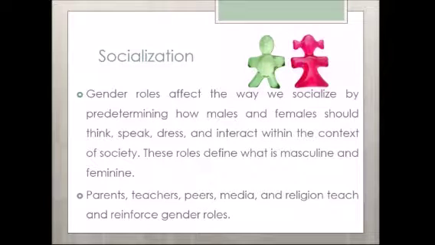Gender roles affect the way we socialize by predetermining how males and females should think, speak, dress, and interact within the context of society. These roles define what is masculine and feminine. Parents, teachers, peers, media, and religion teach and reinforce gender roles.